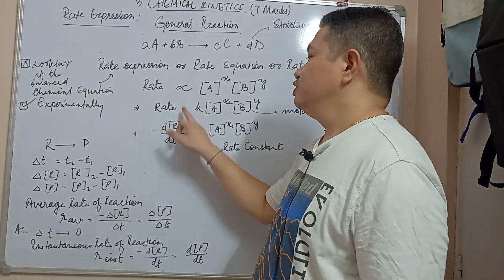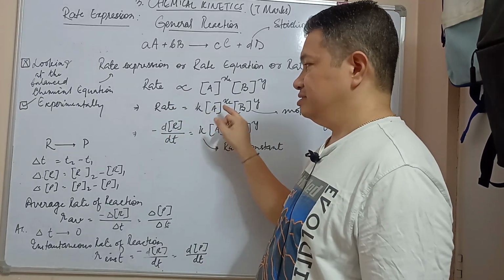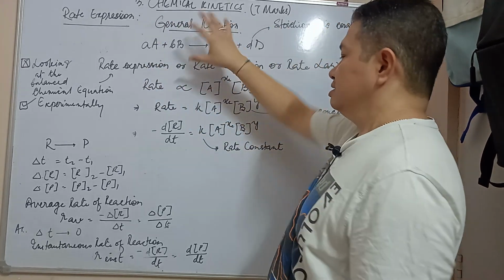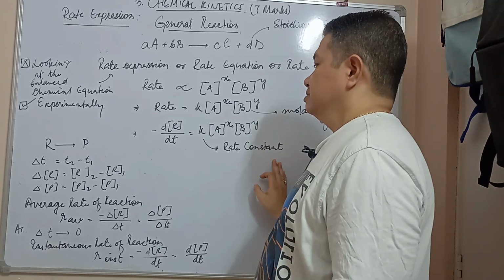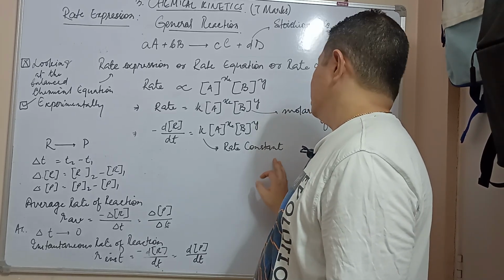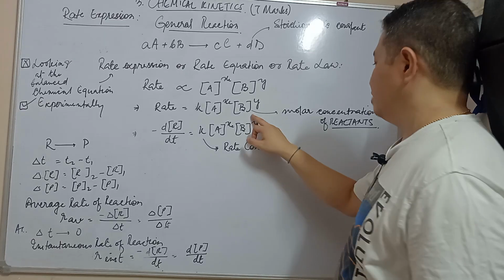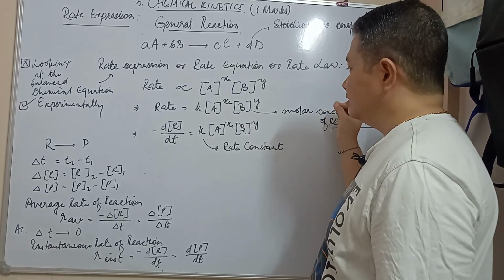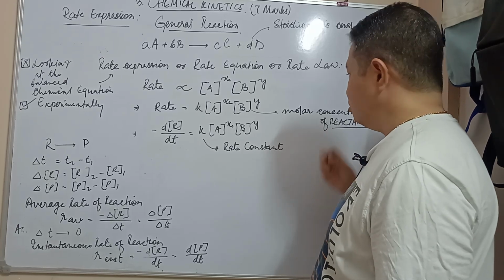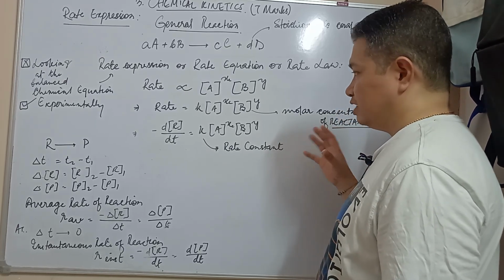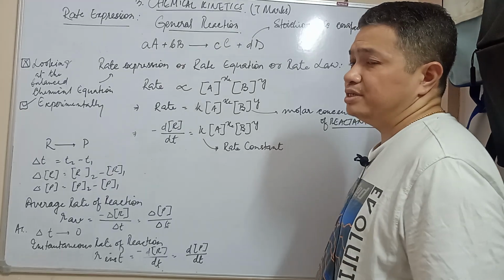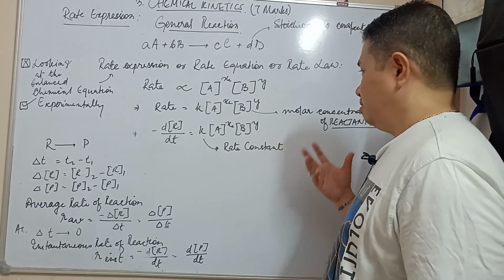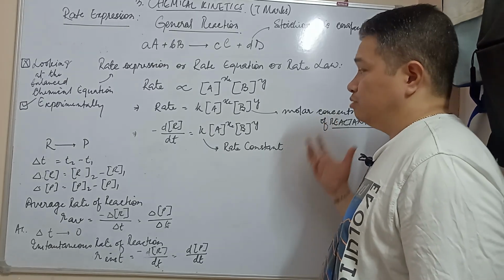The proportional sign is replaced by an equals sign, so there should be a constant, which we call the rate constant for a particular reaction. The concentration is the molar concentration of the reactants, measured in moles per liter. For gases, the pressure is measured in atmosphere or bar.